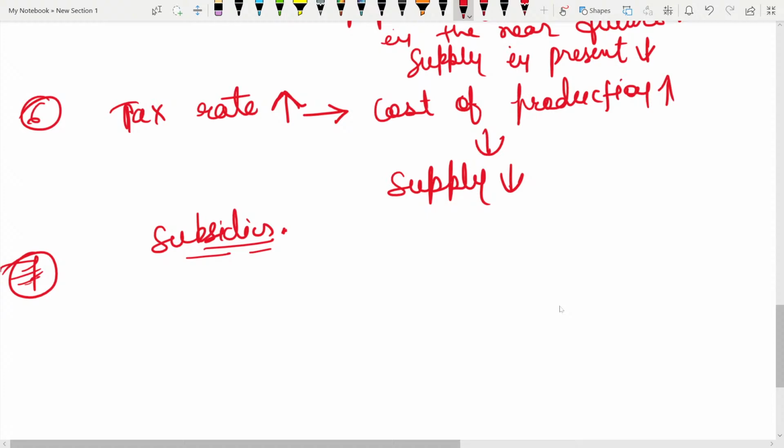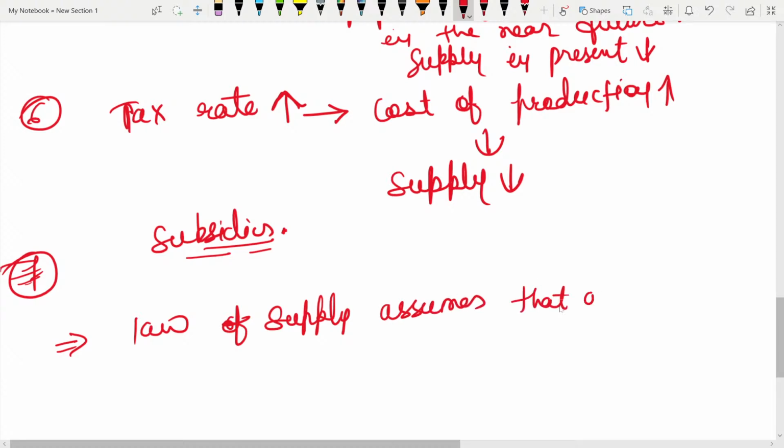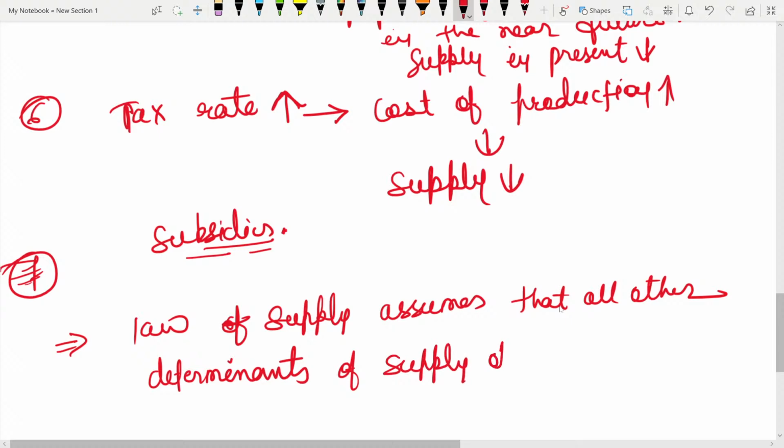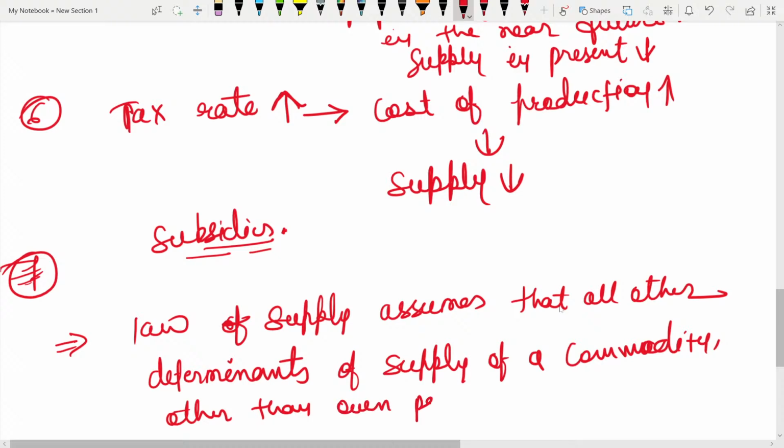Seeing these total six assumptions, we can conclude that the law of supply basically assumes that all other determinants of supply of a commodity, other than the price of the commodity, remain constant.